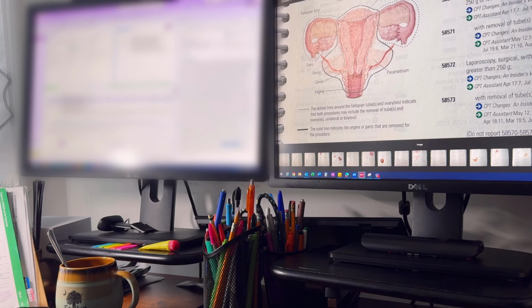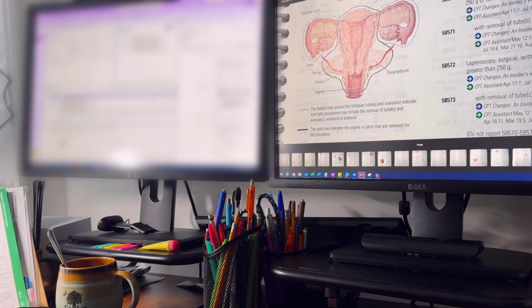So that was it. So we have 57288 for that TVT. Now let's go to pathology to determine what CPT code we're going to use for this hysterectomy. And pathology will be the one to have the grams. So it was 160 grams. So 58571 is our code.